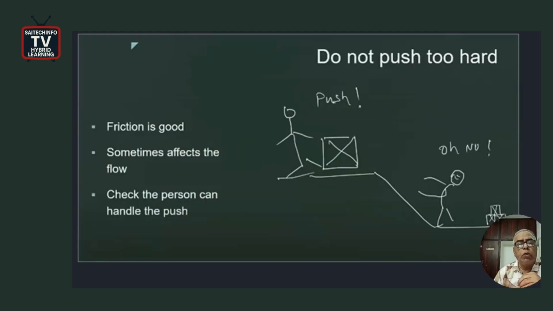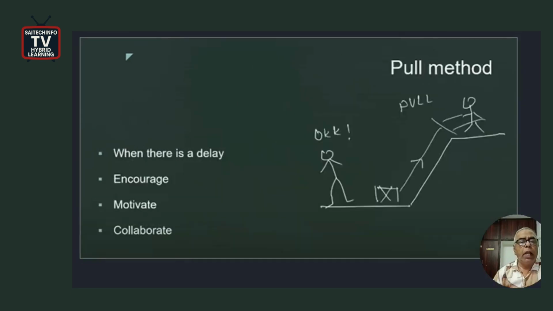And let me explain about this push and pull. For example, you know very well friction is good, but sometimes it affects the flow. So we need to check whether the person can handle the push. If you push too hard, then he'll panic. So do not push too hard. And you can also adopt the pull method.